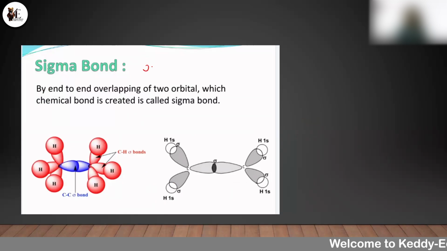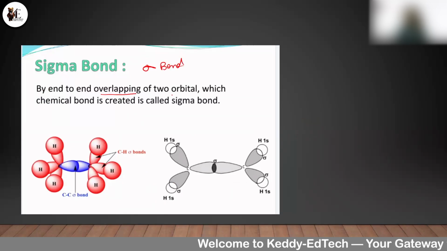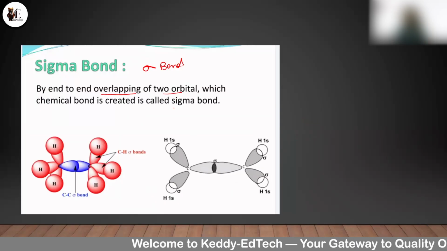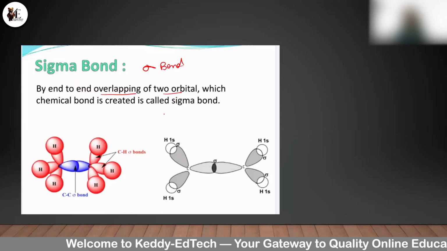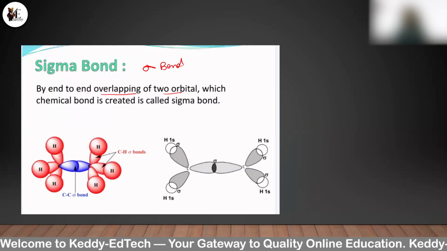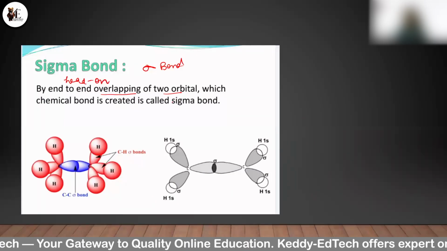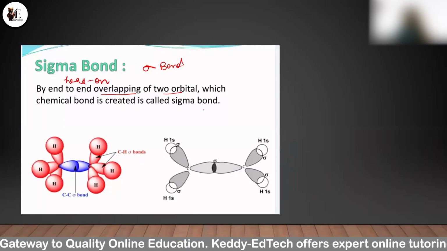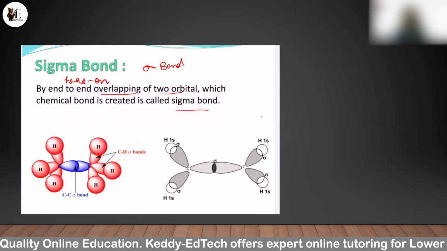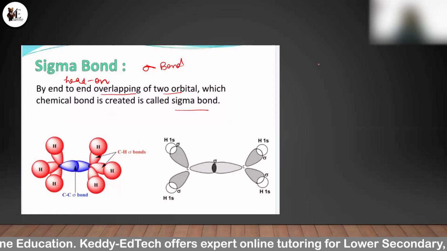Okay, so sigma bond, which is represented as this sigma, is formed by the end-to-end overlapping of two orbitals. Sorry, head-on overlapping. End-to-end overlapping or head-on overlapping of two orbitals. The chemical bond which is created is called the sigma bond. So let us see how sigma bond is created in ethane.